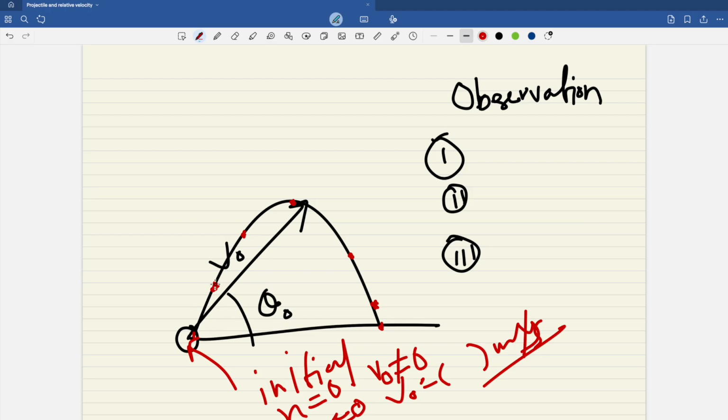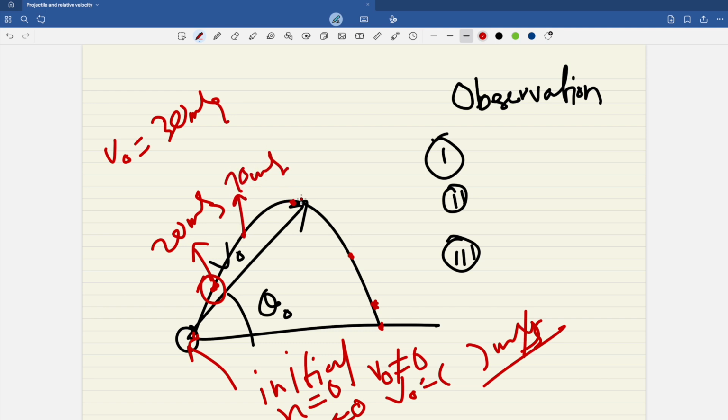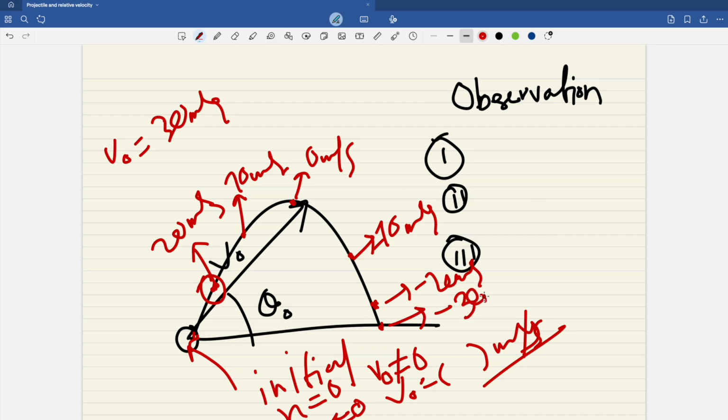Assume that v0 was 30 meter per second. Here let us assume it be 20 meter per second, then 10 meter per second, then 0, then 10 meter per second again, but negative. This is negative 20 meter per second, and this is negative 30 meter per second, right before touching the ground.